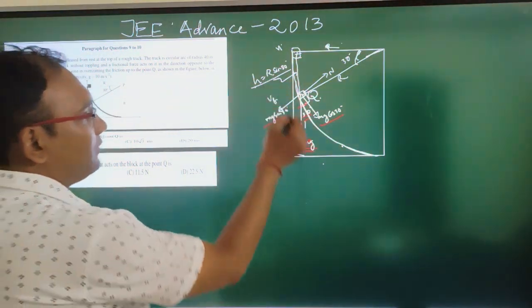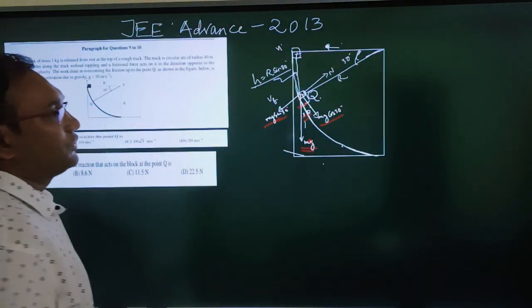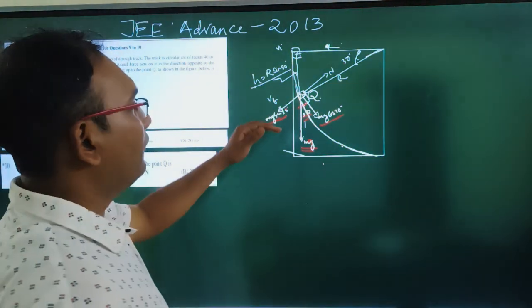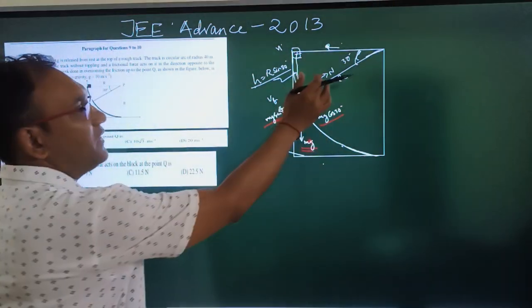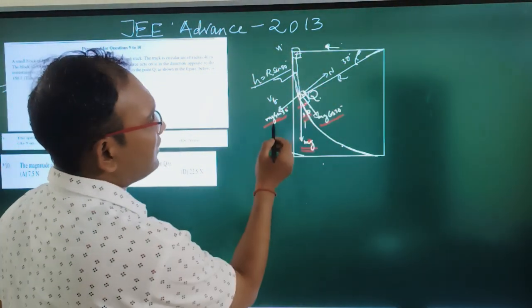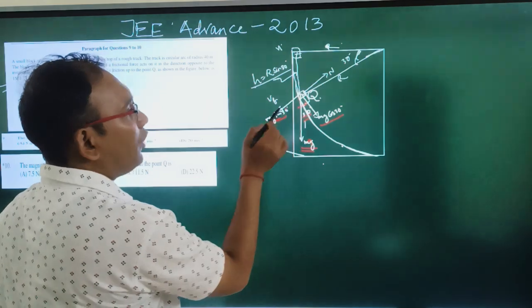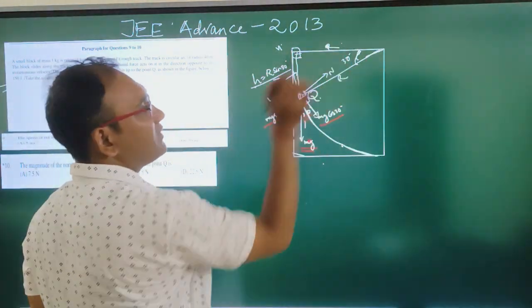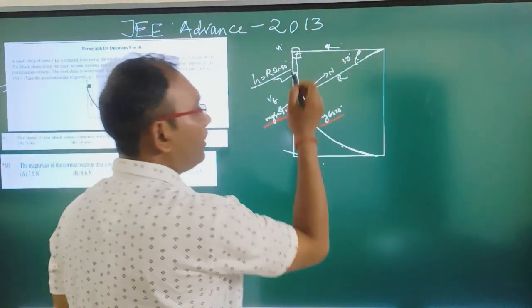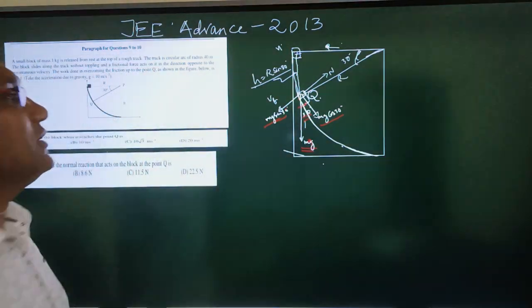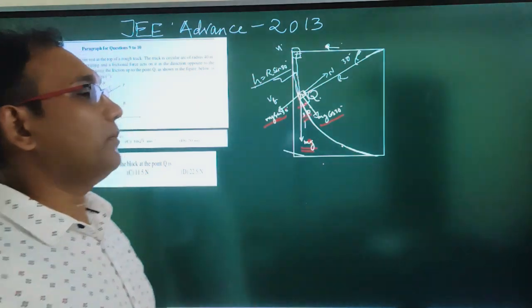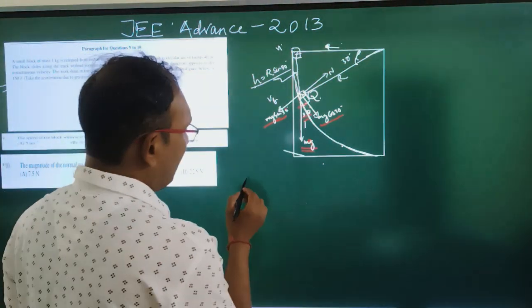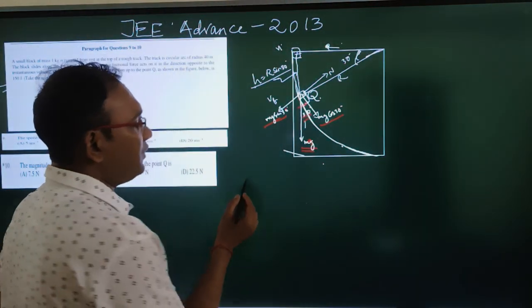When an object moves in a circular motion, it requires a certain force to keep it in the circular motion. The difference between these two forces, that is the normal force and mg sin theta, which is the component along the radial direction of the circular motion, will be utilized as the centripetal force to keep this object in a circular path. So we understand the concept we utilize.